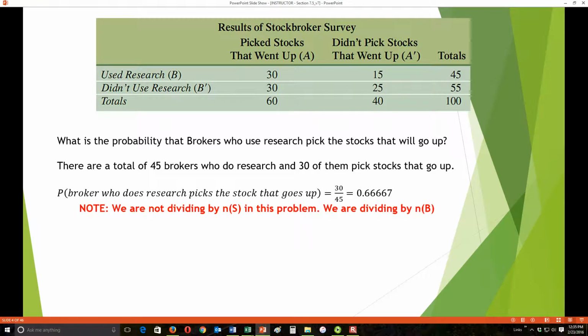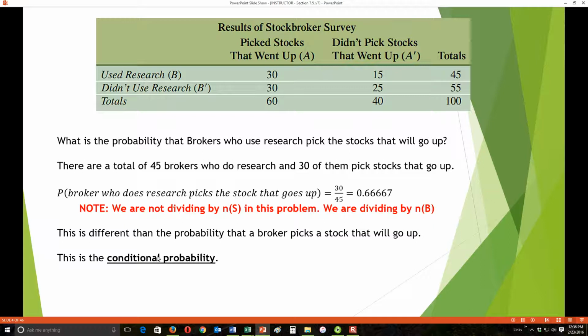Please note, though, there's a huge difference here. Every probability we've calculated so far has been done on N of S, the number in the sample space. Here we are restricting what we're looking at to a subset of our sample space. We only want to consider those whose stocks went up if and only if they used research. Please understand, this is different than the probability that a broker picks a stock that will go up. Remember, that probability was 60 over 100, which was 0.6. This is what's known as conditional probability.